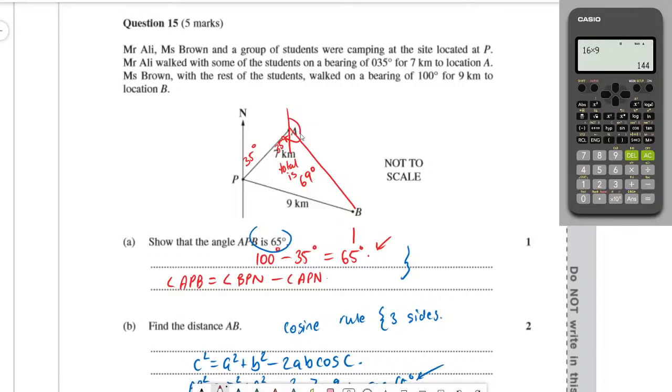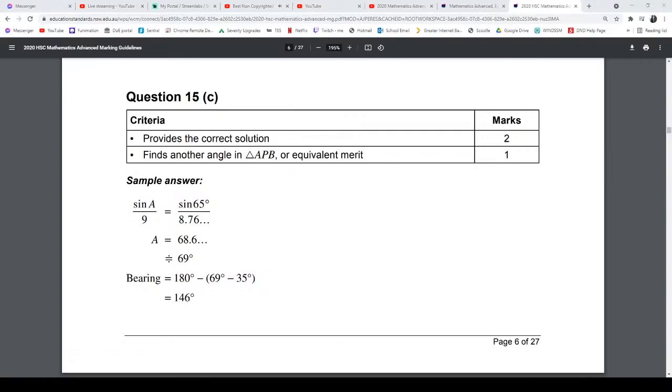Now all of this is going to be 180, so it's going to be 180 plus 35 to get to this point here, and take away 69 to get back there, which gives you 146 degrees. So a little bit of thinking involved in that one there, which just didn't come to me for some reason.